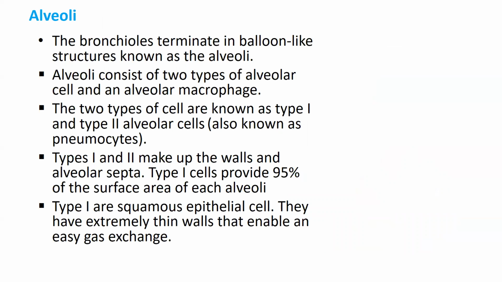So the bronchioles terminate into balloon-like structures that are called alveoli, right? Now, pay attention here. You see, alveoli consist of two types of cells. In the alveoli, what happens? There is an alveolar macrophage. A macrophage is a cell that catches hold of anything undesirable present over there. The two types of cells are known as type 1 and type 2 alveolar cells, also known as pneumocytes. So type 1 and type 2.